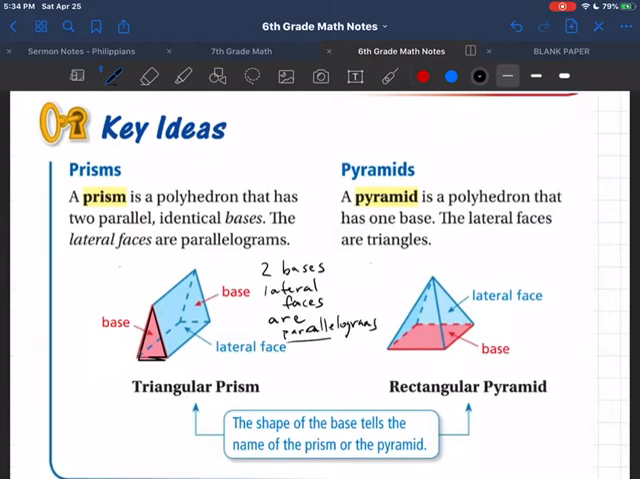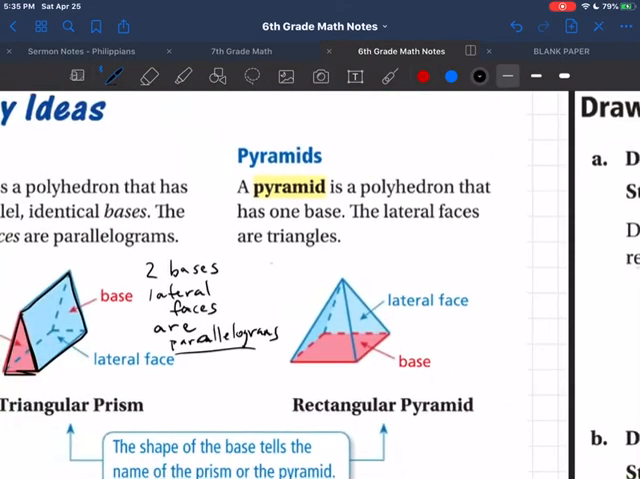Parallelograms. Okay, so you'll need to know that next year more than this year, but if you notice, this blue part is a parallelogram. So remember, parallelograms are things like squares, rectangles, and those parallelograms that look like that, where these are all parallel. All right, moving on.